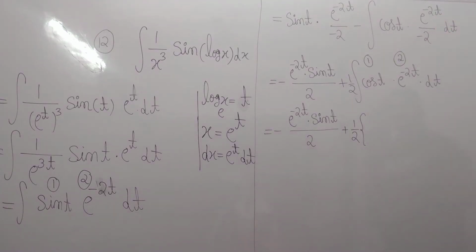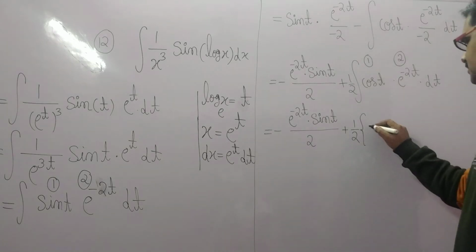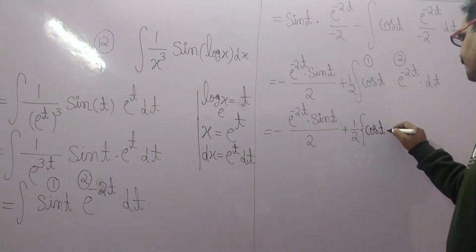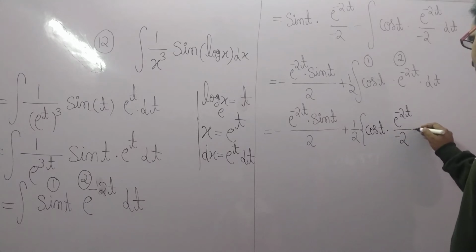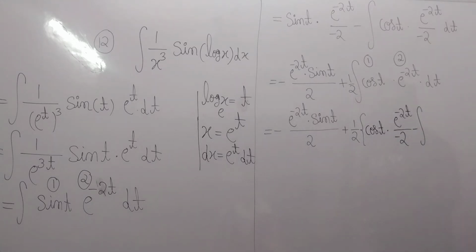Now we apply integration by parts. First function as it is, integration of second function e to power minus 2t upon minus 2, differentiation of cos t is minus sin t and integration of e to power minus 2t is e to power minus 2t upon minus 2 dt.